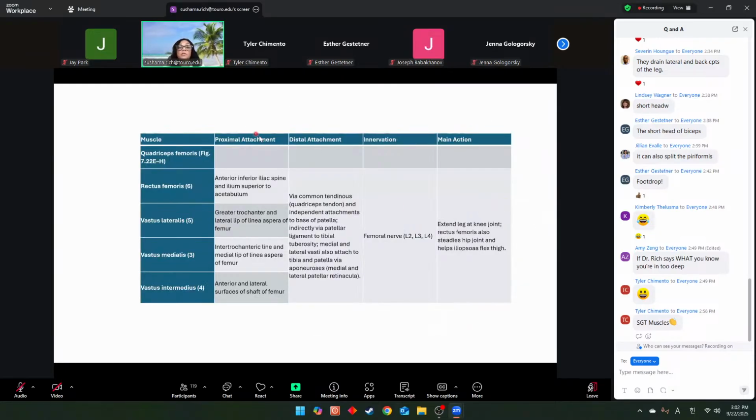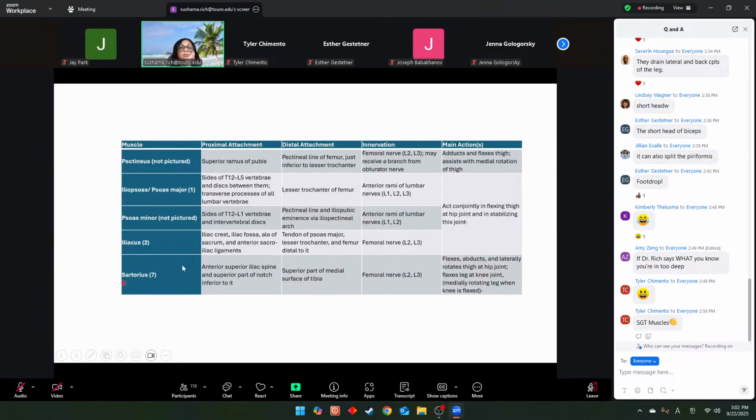So if you look at these origins and insertions from the PowerPoint, rectus femoris crosses the hip joint, right? And crosses the knee joint. All these other guys are just crossing the knee joint. So this one will have a small function on the hip. And that's important to know.